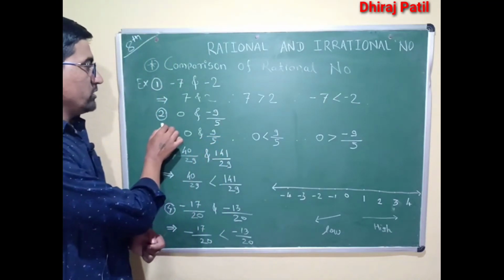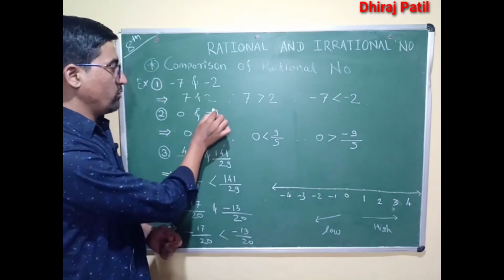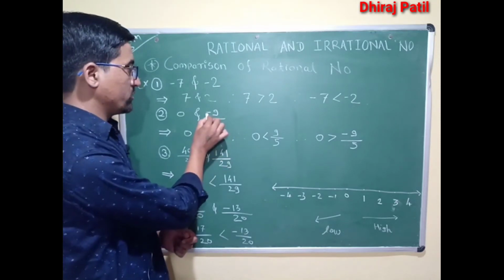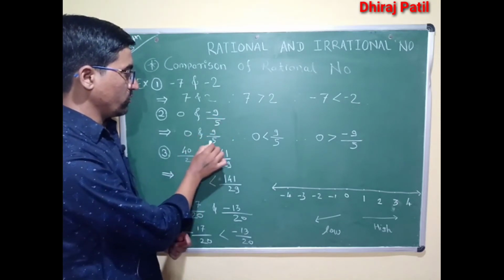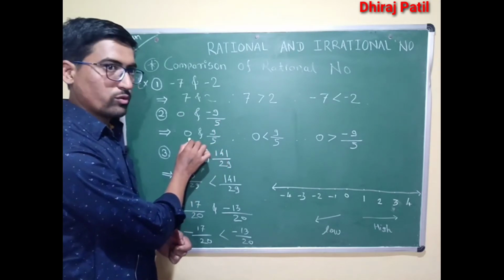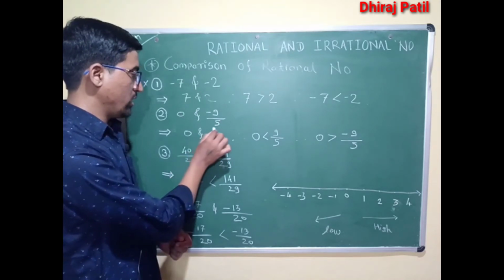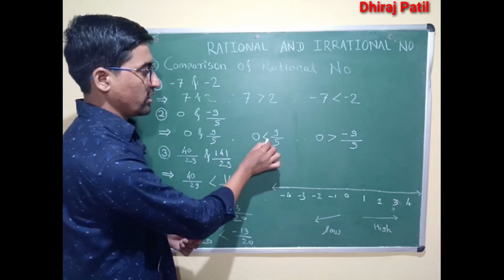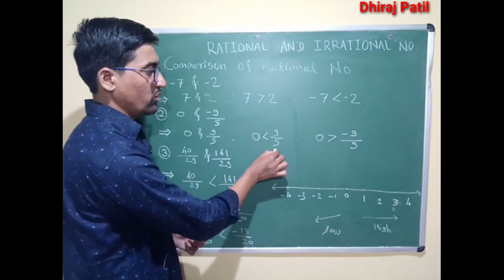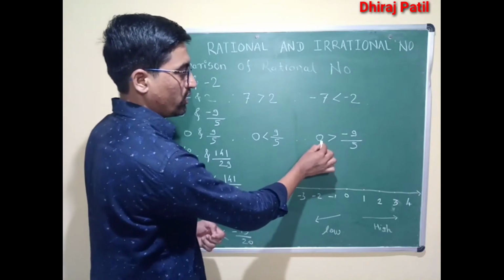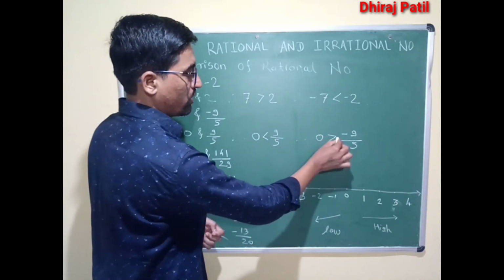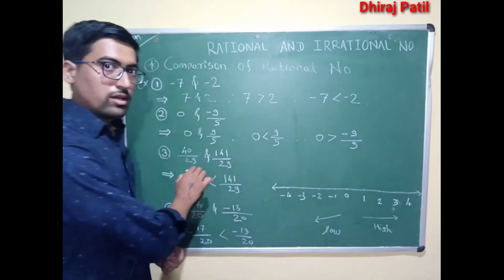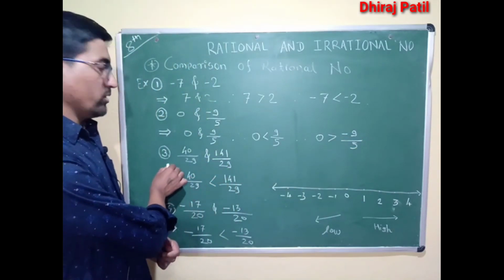Then the second example is 0 and minus 9 by 5. Here is a minus sign, so we convert it into positive by using rule 3: 0 and 9 by 5. Here 0 is less than 9 by 5. So by using rule 3, our 0 is greater than minus 9 by 5. So we take the third one.